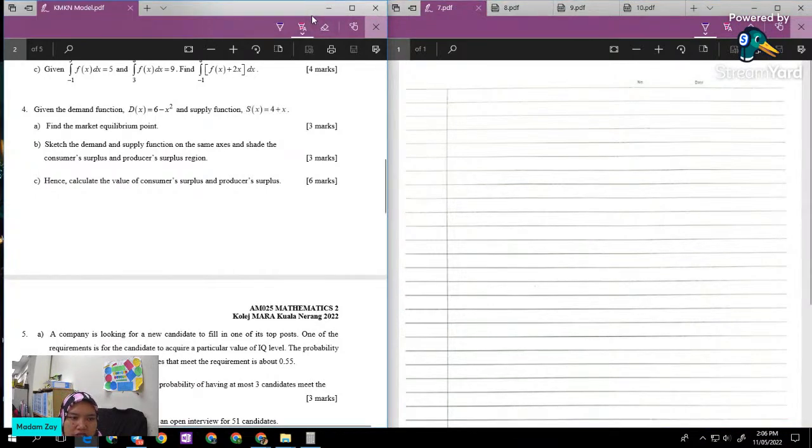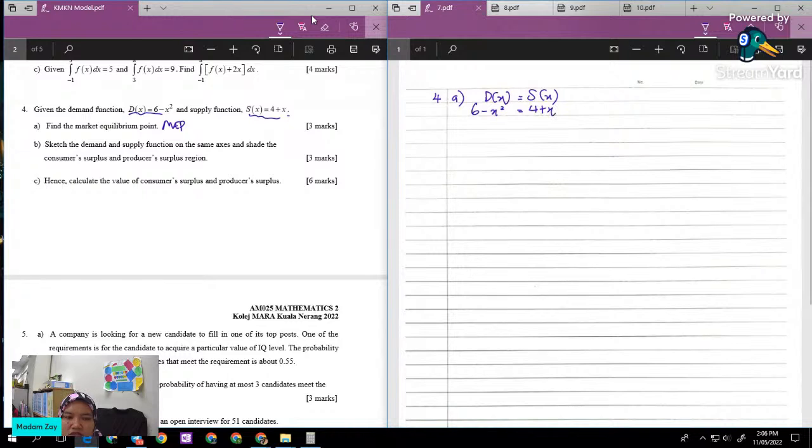Given the demand function Dx is equal to 6 minus x squared, and the supply function is 4 plus x. Find the market equilibrium point. So MEP ni, kita nak cari dia macam mana? Macam mana nak cari market equilibrium point? Lupa dah ke? Kalau kita ada Dx dengan Sx, demand function and supply function, we just equate these two functions, Dx with Sx. So what is our Dx? 6 minus x square equal to 4 plus x.